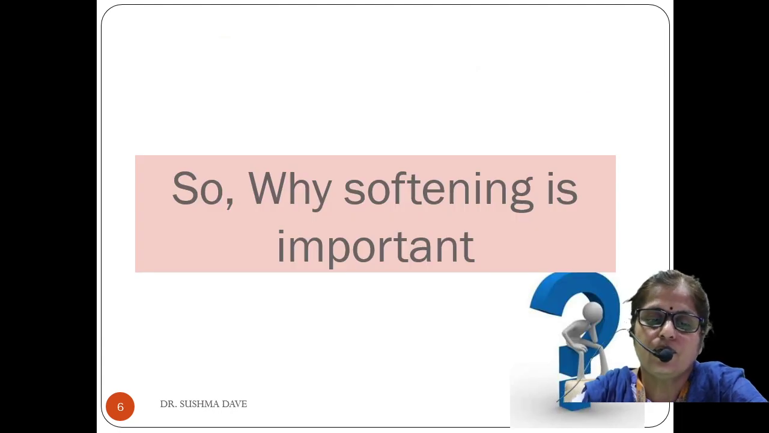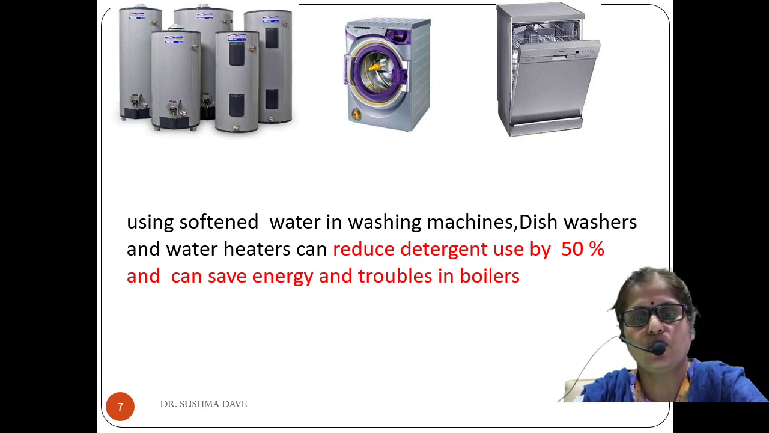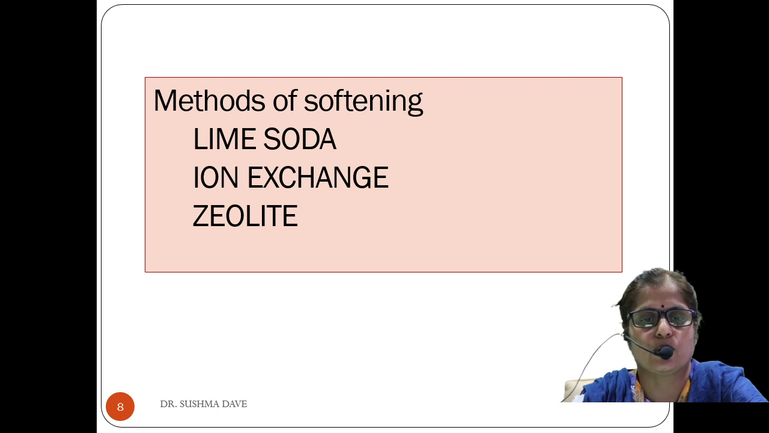Now, why is softening important? Because when we use hard water in apparatus like geysers, boilers, washing machines or dishwashers, they consume more detergent and more electricity because of the formation of scale and sludge. When we use soft water in washing machines, dishwashers, water heaters, etc., the use of detergent is lessened by 50% and we can save energy and avoid troubles also.